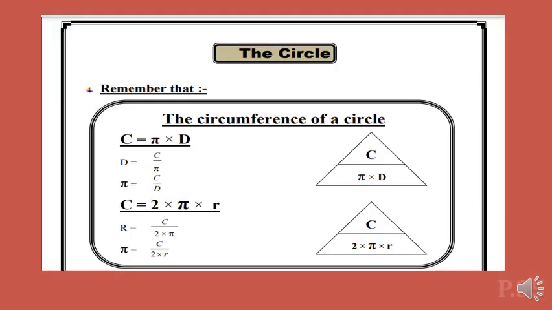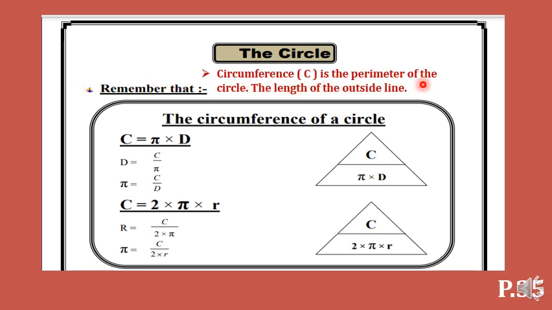Booklet page 35. We have the circle. Remember that circumference C is the perimeter of the circle, the length of the outside line. Here are the two rules of the circumference. First rule, C equals pi times D. We have a magic triangle for this rule. If I want to find C, C equals pi times D. But if I want to find D, I'm going to use this magic triangle to find D.